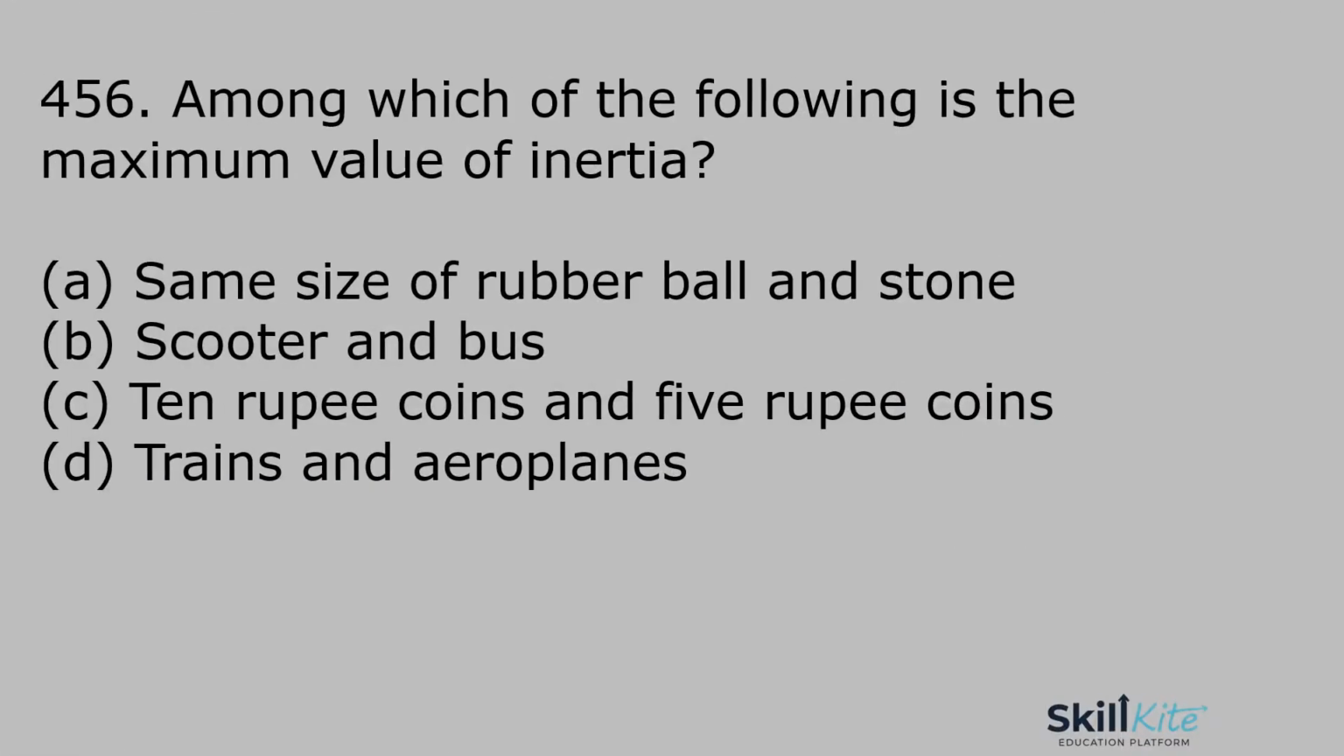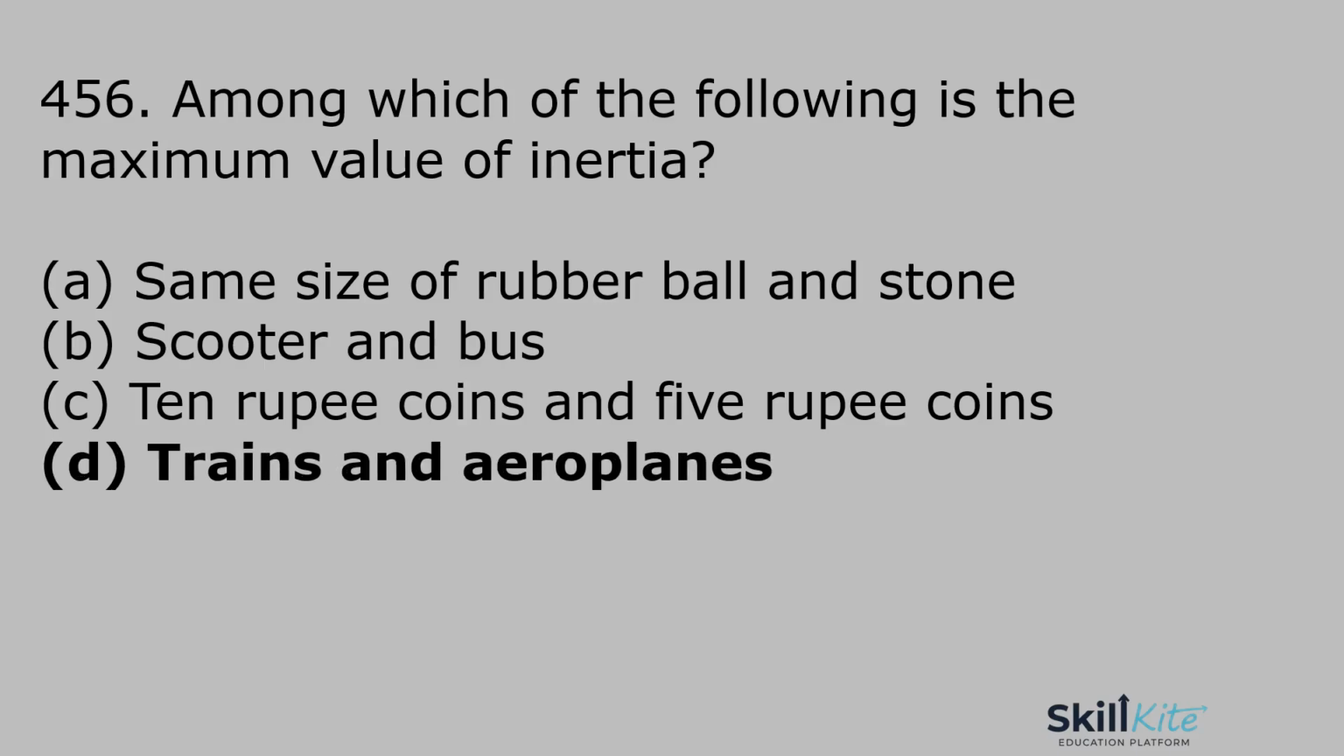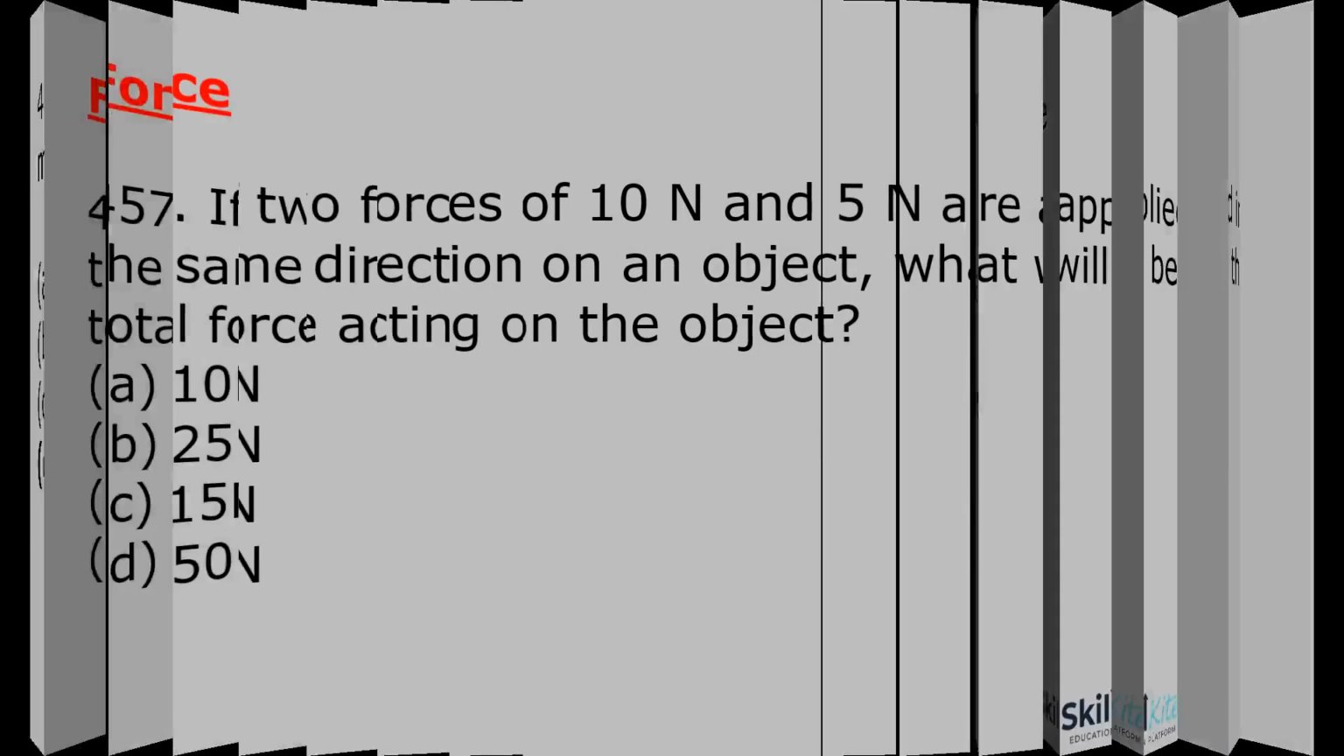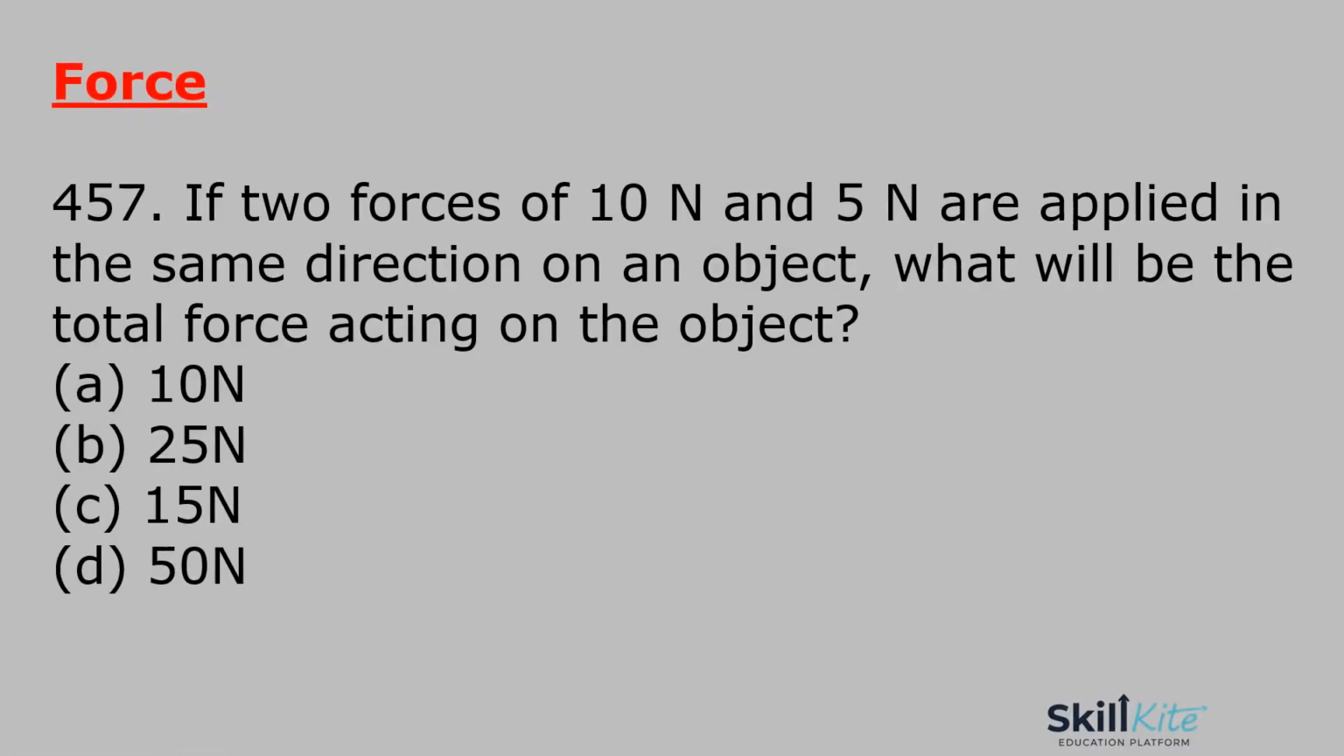Among which of the following is the maximum value of inertia? So that is trains and aeroplanes. The inertia of a body depends upon the quantity of mass. Among the following options, trains and aeroplanes have the maximum mass, hence it has the maximum inertia. Coming to the force. If two forces 10 Newton and 5 Newton are applied in the same direction on an object, what will be the total force acting on the object?